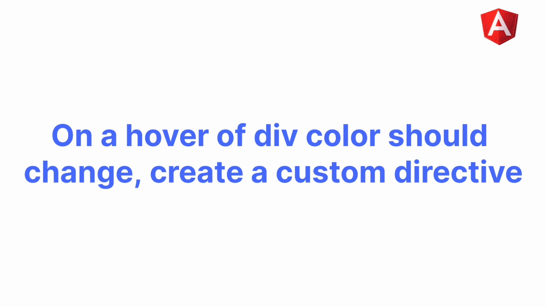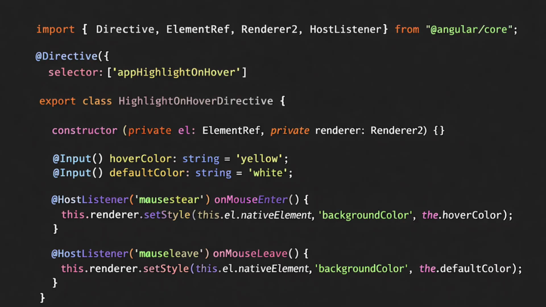And if I am hovering over the div, and I just want the color to get changed, you have to create a directive for that. Can you write a code for that? Yeah, this is the code. I'm initializing ElementRef and Renderer. In the HostListener, I have this on hover. I can set the element style.